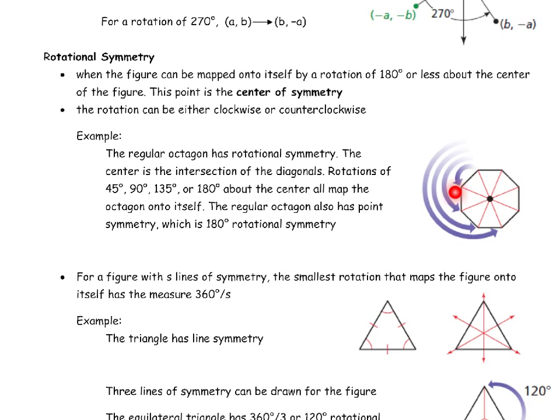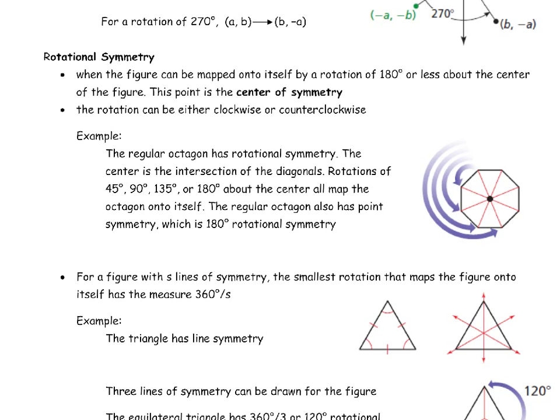So looking at this example here, the regular octagon has rotational symmetry. The center is the intersection of these diagonals, so you can see that right here. The rotations of 45 degrees, 90 degrees, 135 degrees, or 180 degrees about the center all map the octagon onto itself. So the regular octagon also has a point of symmetry, which is 180 degrees of rotational symmetry.